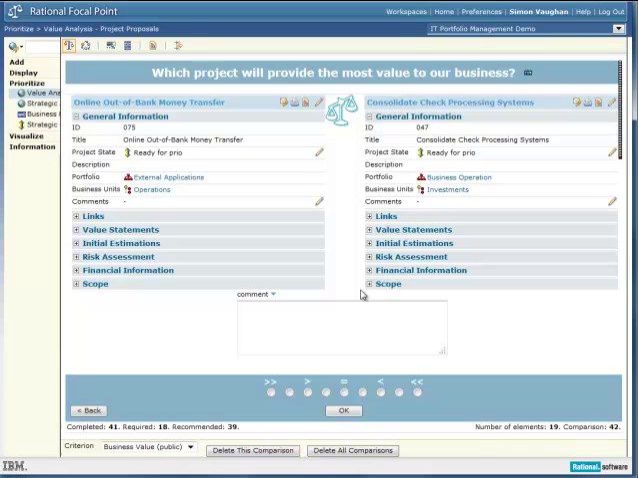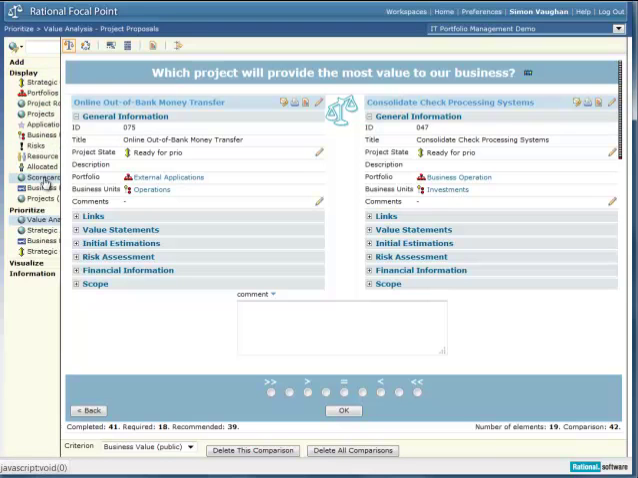and get input from our stakeholders. So given the choice between promoting an initiative to develop an out-of-bank money transfer capability compared to an initiative that's going to help to consolidate our check processing systems, which of these 2 initiatives do we think is going to provide the most value to our business? So stakeholders get to vote by comparing relatively which one of those initiatives is going to contribute the most to the business. And the tool walks you through a structured process to compare these things side by side in order to build up a rank-ordered list of initiatives.